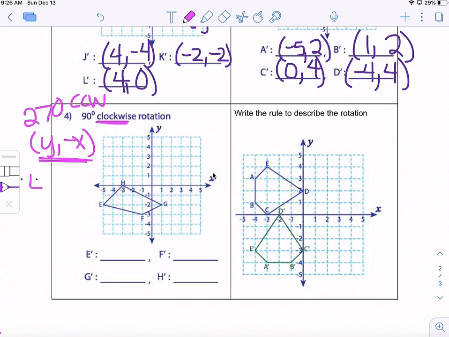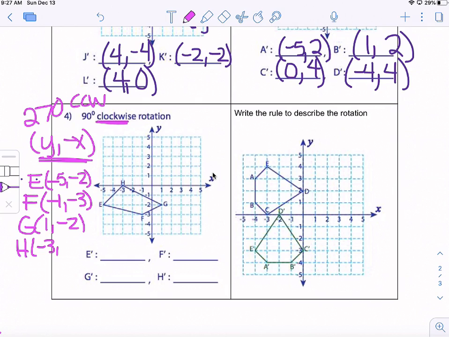So E, I'm going to write down my original coordinates of my pre-image. So E is at -5, -2. F, just F, is at -1, -3. G is at 1, -2. And H is at -3, 0. So we're going to use this rule, y, negative x, and apply it to these coordinates to get the rotation.